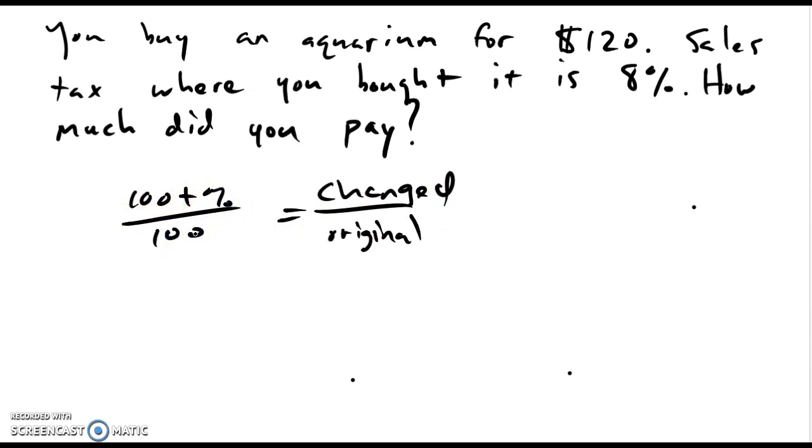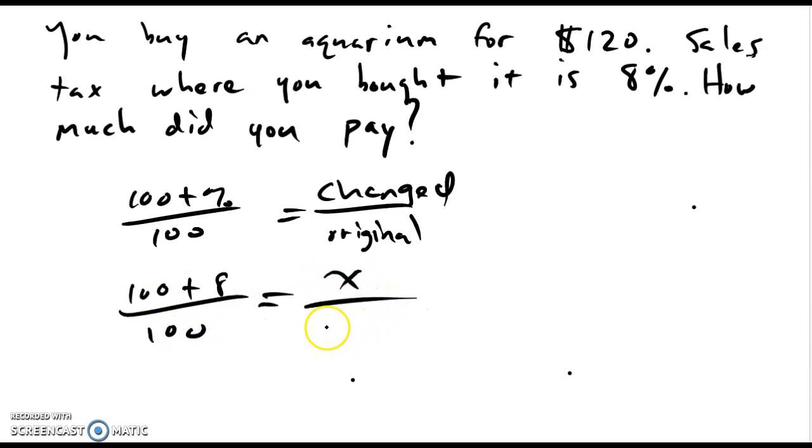So in sales tax, is when you pay more. Actually, that money is going to go to the government to spend it however they spend their money, to pay for schools and hospitals and roads and that type of thing. So sales tax is 8%. So we've got 100 plus 8, because we're paying more, it's you pay it on top of the $120. Over 100 is equal to the change price over the original.